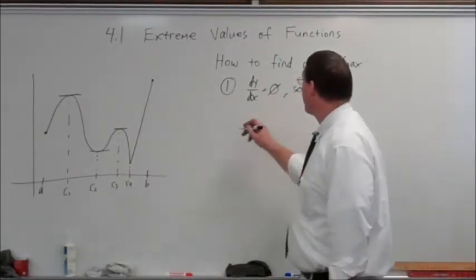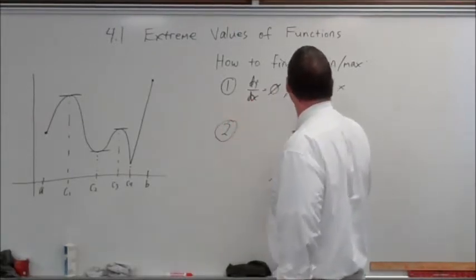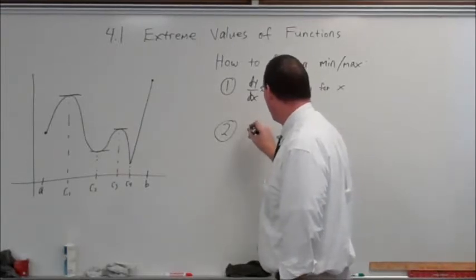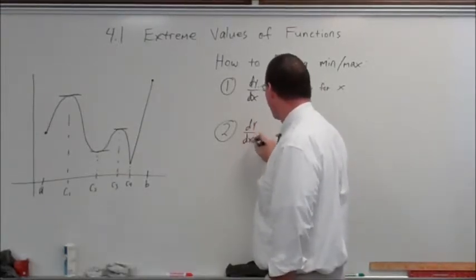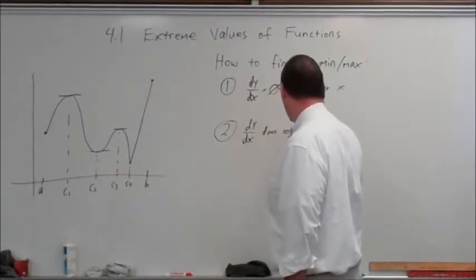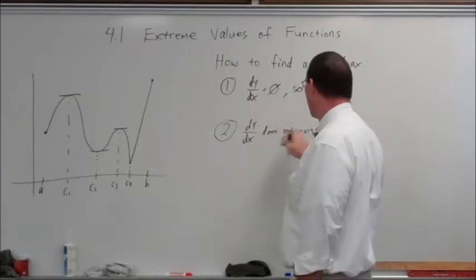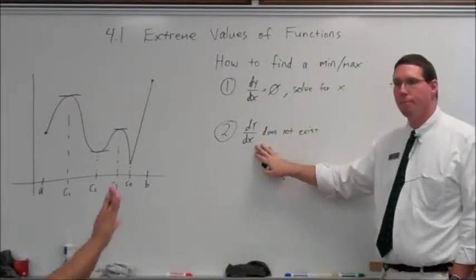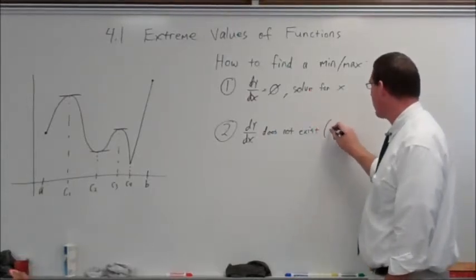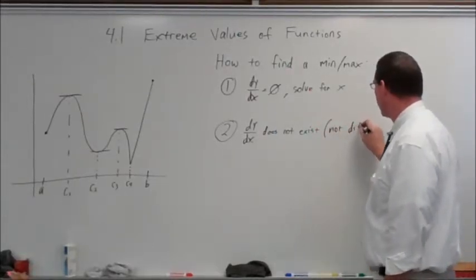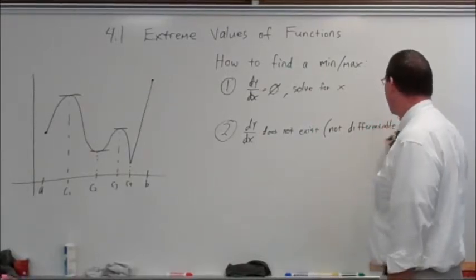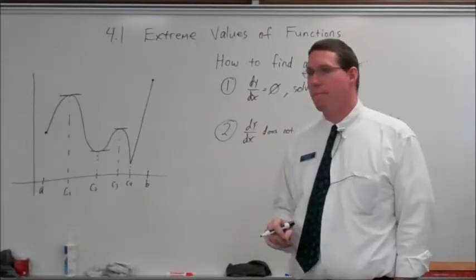All right, so the second way that you're going to find minimums and maximums is you are going to look for where dy/dx does not exist. Remember that the derivative is a limit, right? And so wherever the derivative does not exist, what do we call this? Not differentiable, right? So anywhere the function is not differentiable, you're going to look for minimums and maximums there.